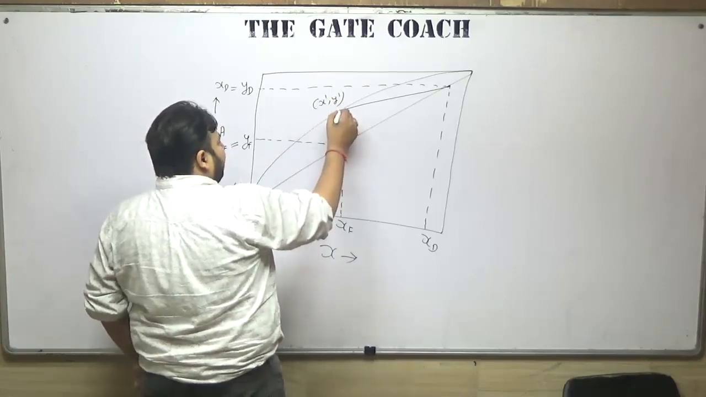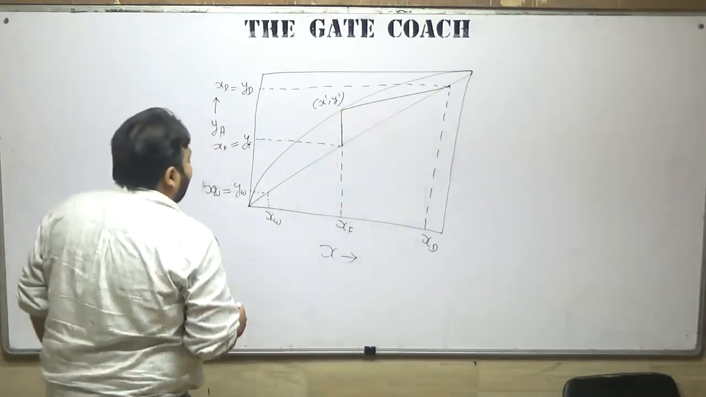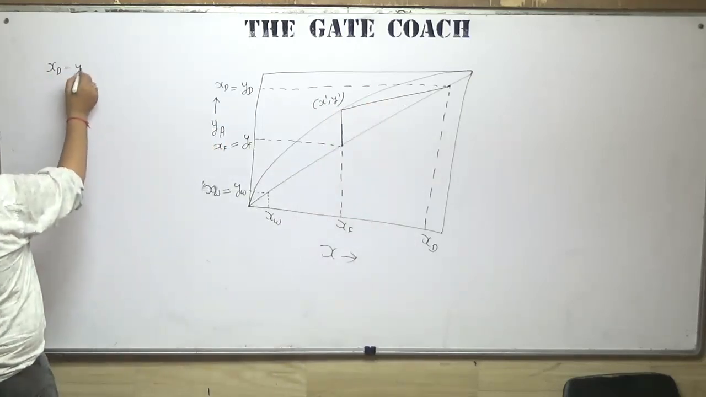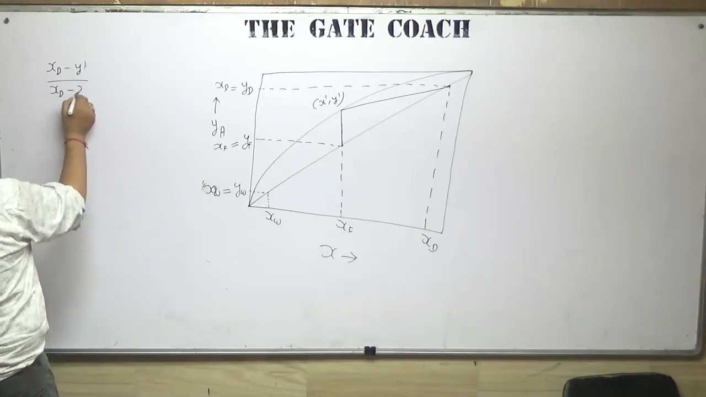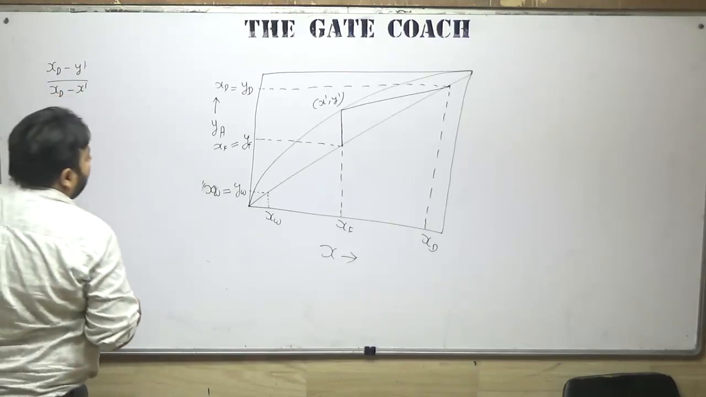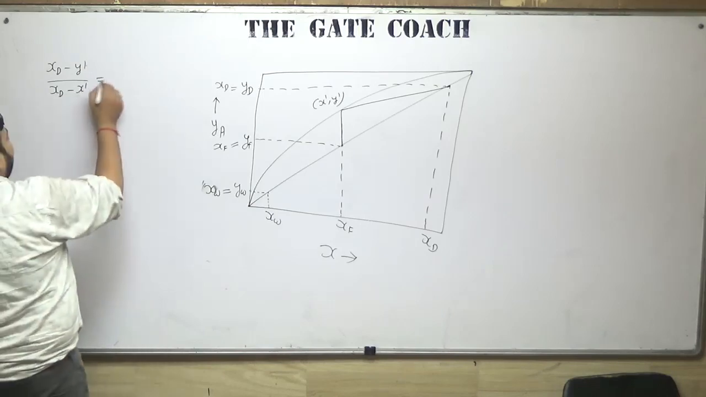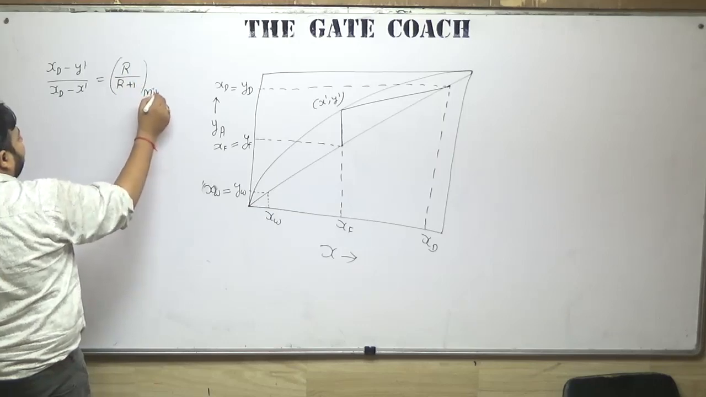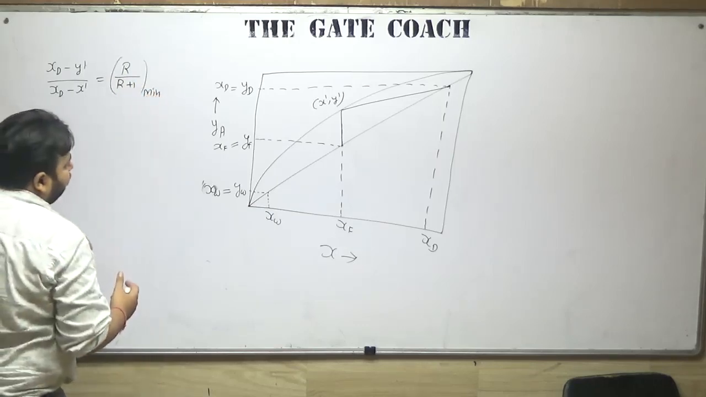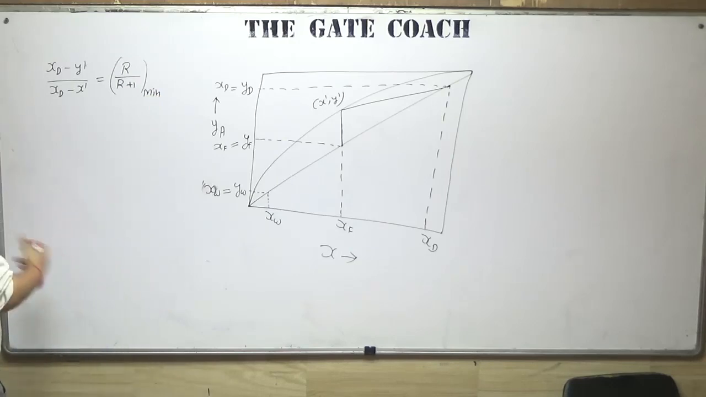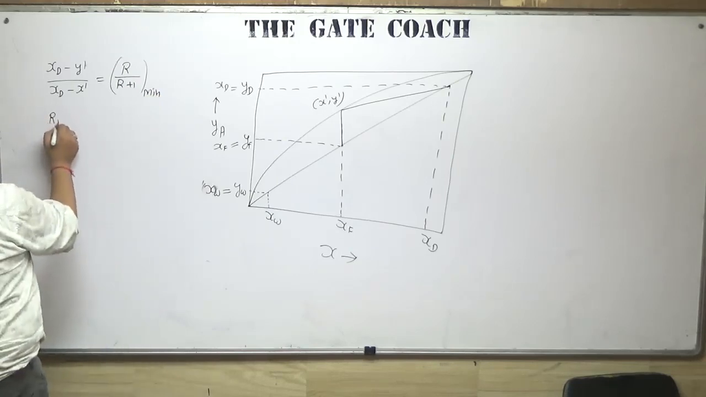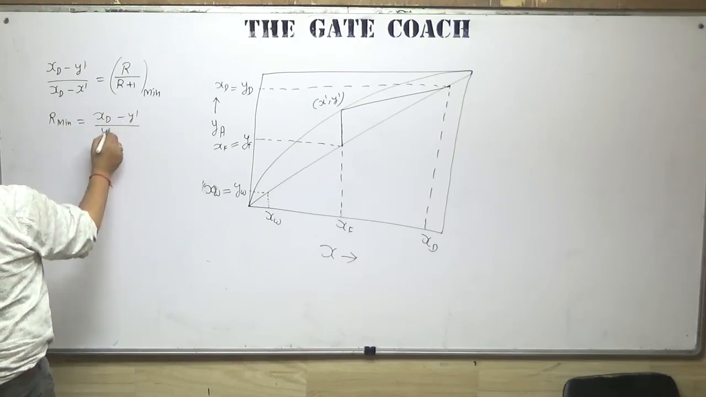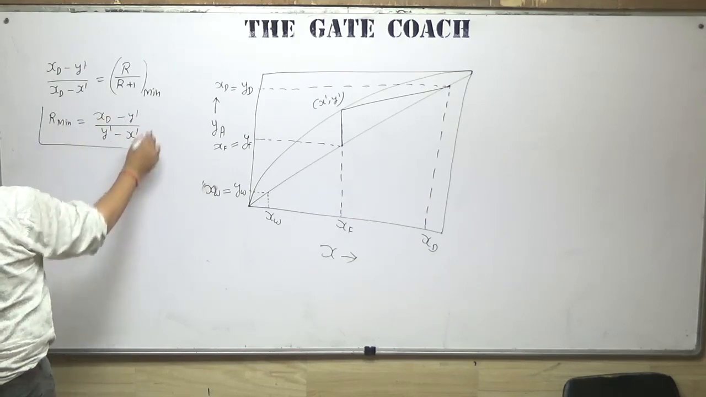So if I join this point with that point, I can calculate the slope of the rectifying line, which is obviously (XD minus Y dash) divided by (XD minus X dash), and this slope of the rectifying line will be equal to R by R plus 1. But this R by R plus 1 is minimum because the rectifying line hits the equilibrium curve only when the reflux ratio is minimum. From this you can calculate the R minimum, which is (XD minus Y dash) divided by (Y dash minus X dash), that we already studied.